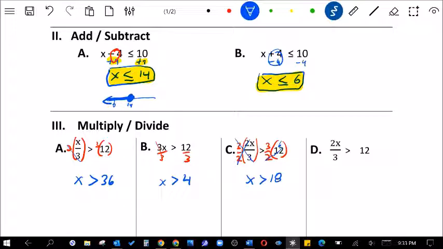Okay. On the next one here, what was the difference? Oh, there's no difference. Oh, okay. I did this one reciprocal.